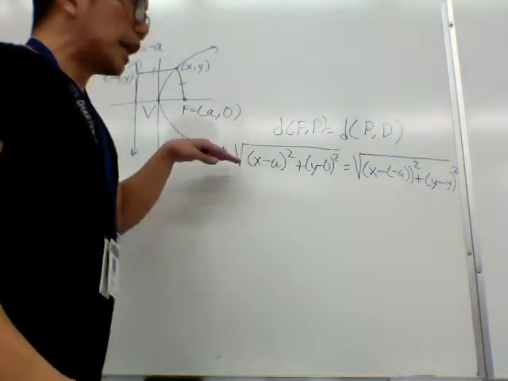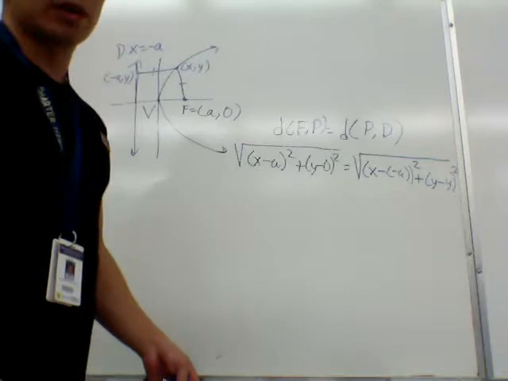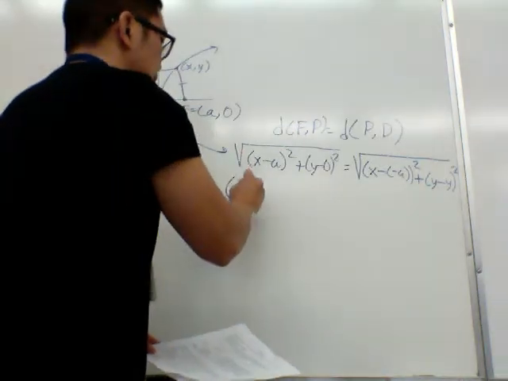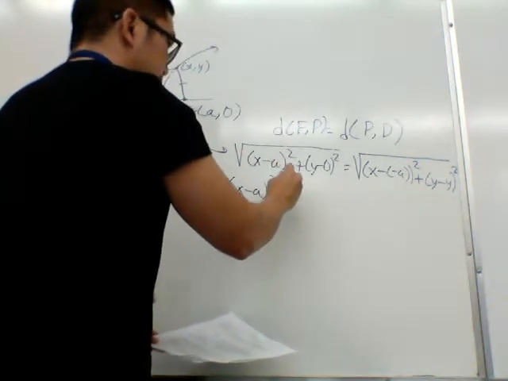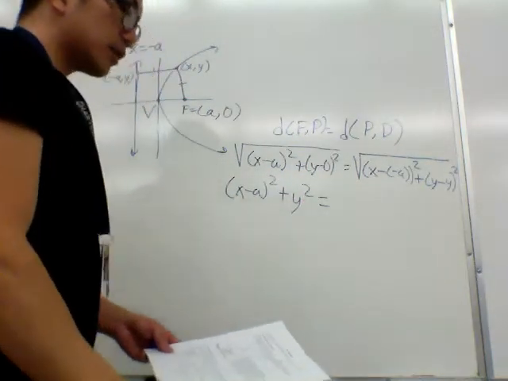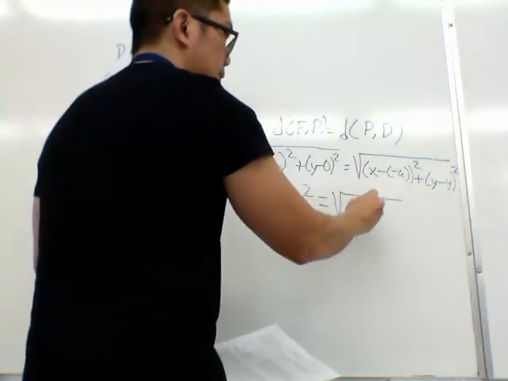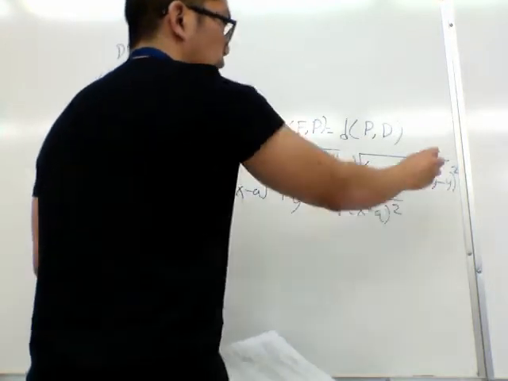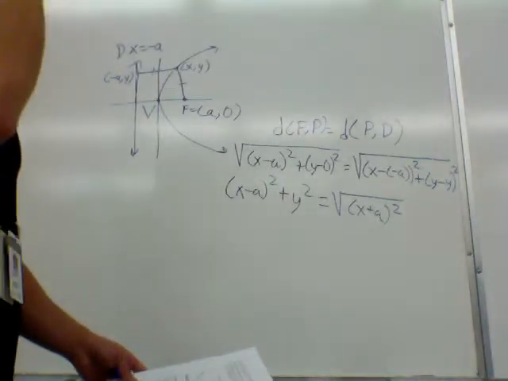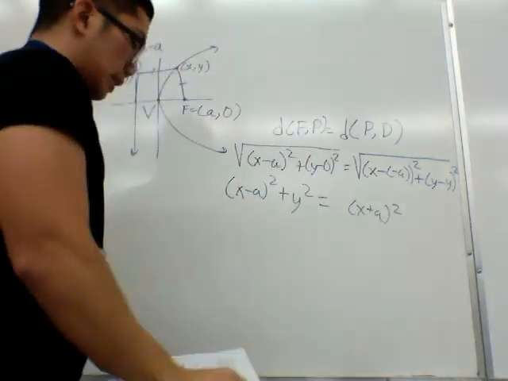Now, if I have square roots on both sides, the best thing that we could do is square both sides. If we square both sides, the square roots remove, and I'm left with (x minus a) squared. And now y minus 0 is just y, so I'm going to have y squared. And this is going to be equal to x minus negative a, which becomes (x plus a) squared, and then y minus y is 0. Whoops, there's no square root here anymore. Okay, we squared both sides.